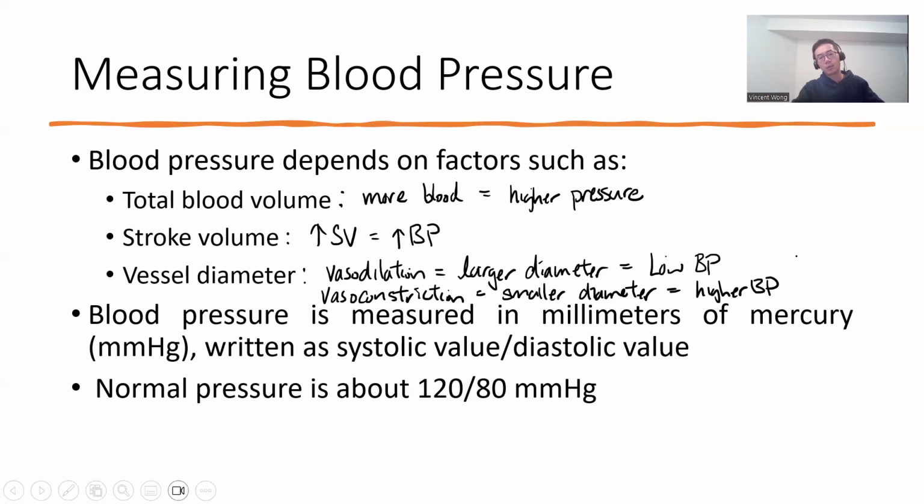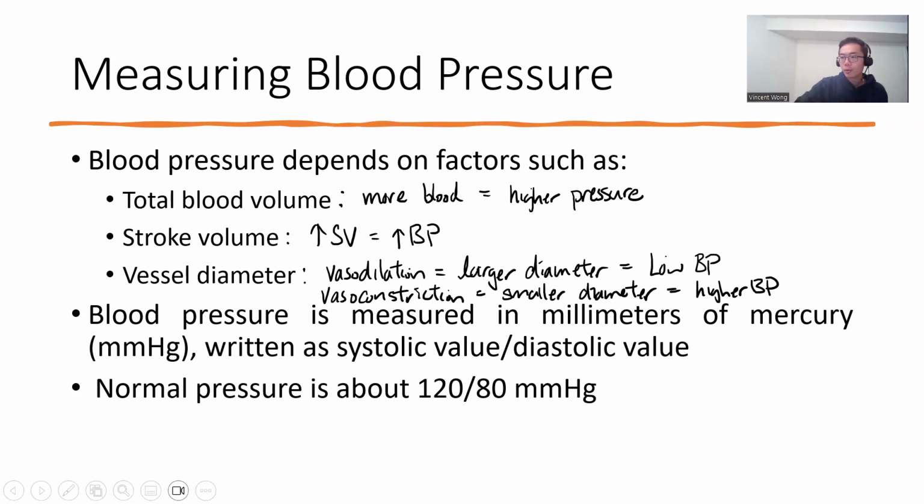Okay. And as I said, we measure blood pressure in the unit of millimeters of mercury. And we have the systolic value, which usually they say is 120, and then 80 is the diastolic pressure. Okay, but these numbers are relative. It really depends on the person. Right? Someone who is younger might have better numbers. So that's blood pressure.